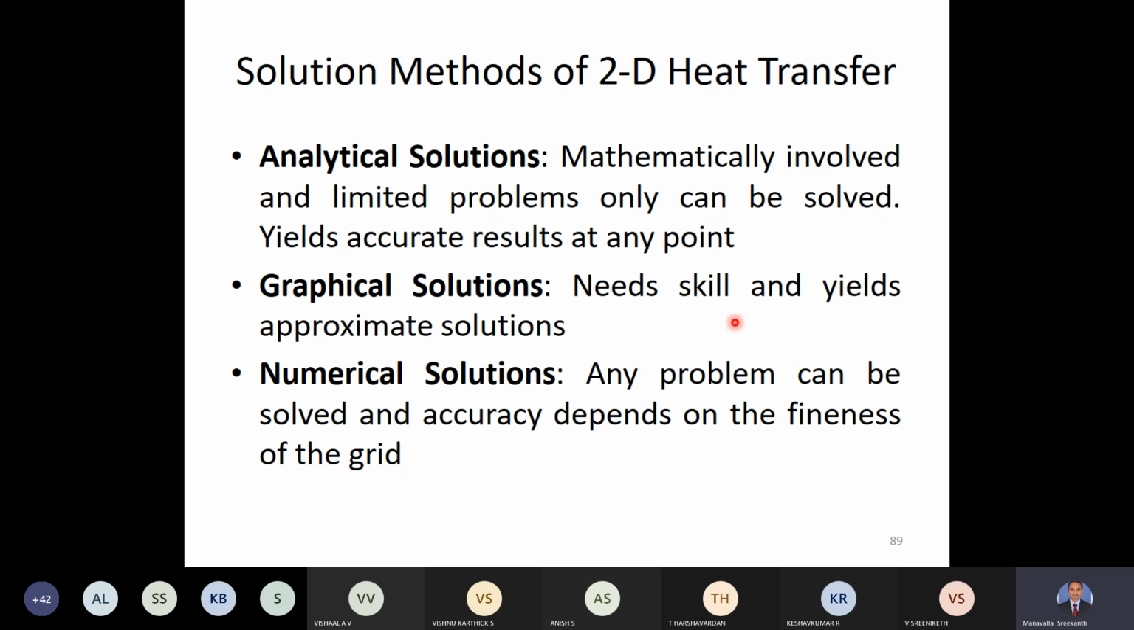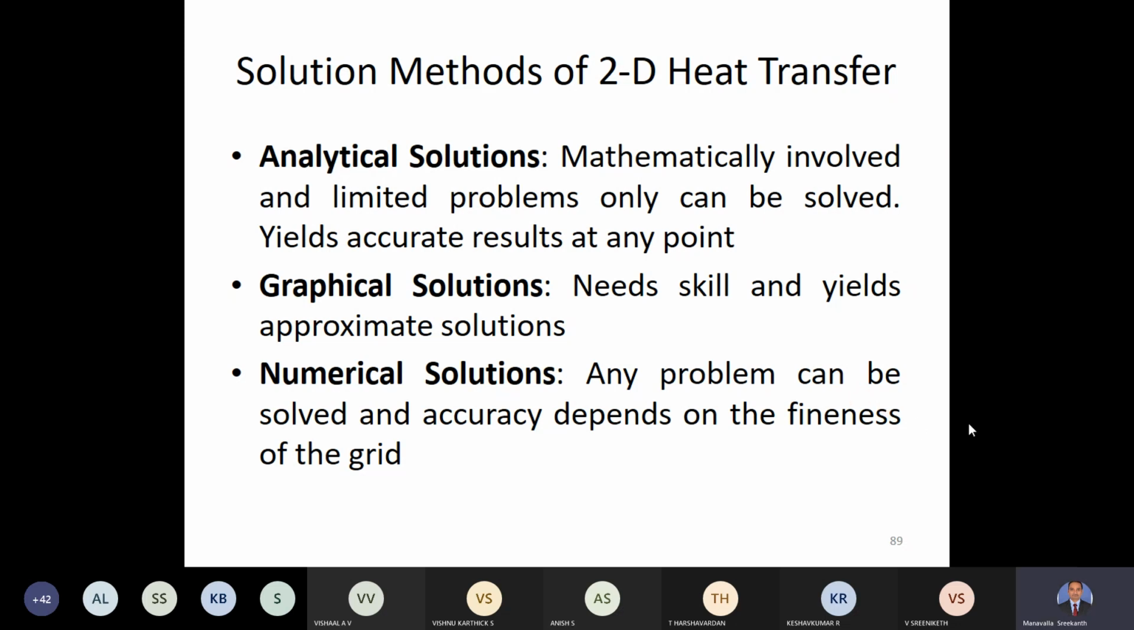Firstly, it needs skill. It's a time-consuming method. The person using it must be skillful, and finally, even with all that, it gives only an approximate solution. But the advantage is that before you try to obtain an analytical solution or the next one, the numerical solution, this graphical solution will give you a good idea of how the temperature distribution would look in the domain. So that's the advantage.